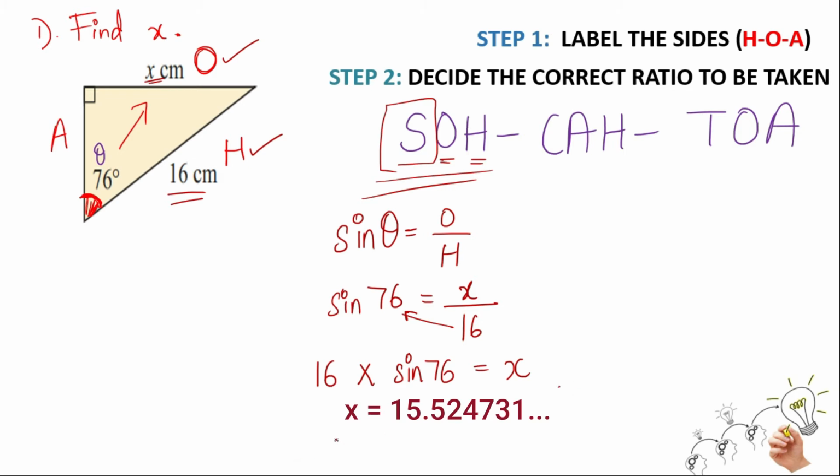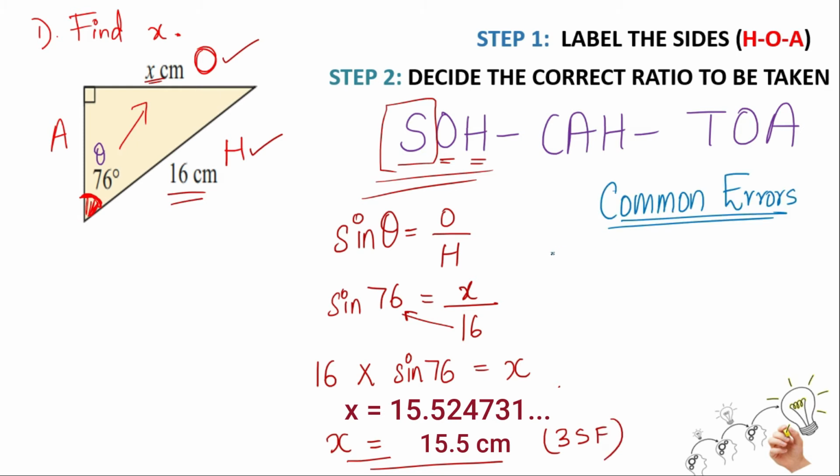So when you write the answer, make sure you write the answer to 3 SF. This is your final answer to 3 SF. Now I have to talk about some common errors seen here. When you cross multiply 16, do not type sin 76 multiplied by 16. The answer which is an error.